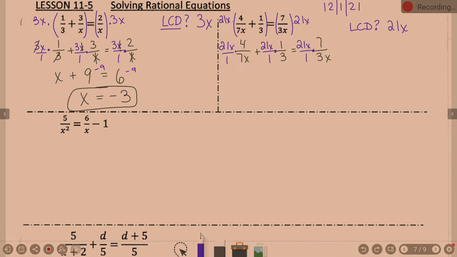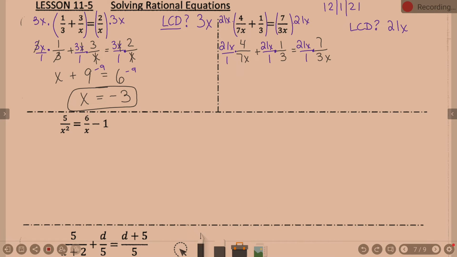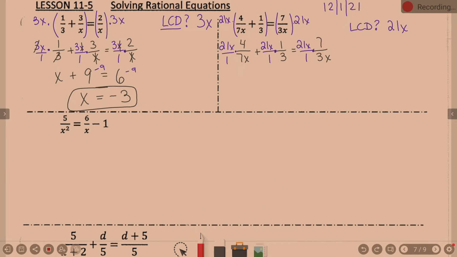Okay, you got it? So, just like last time, we're trying to figure out what cancels. Okay, so x cancels with x. What else cancels? Because the whole idea is the fraction should be gone. I should have no denominators left.